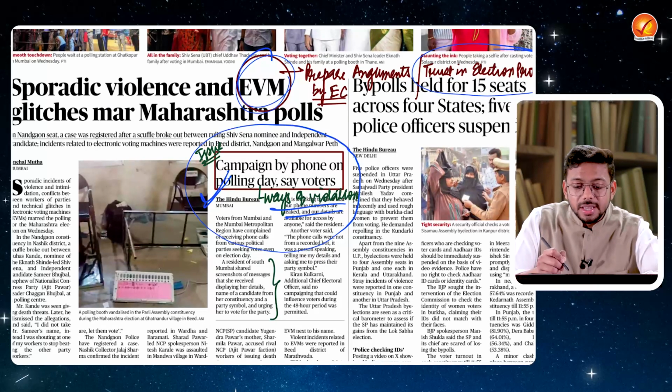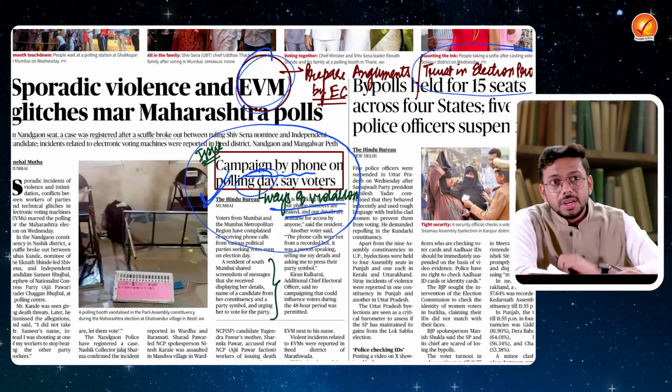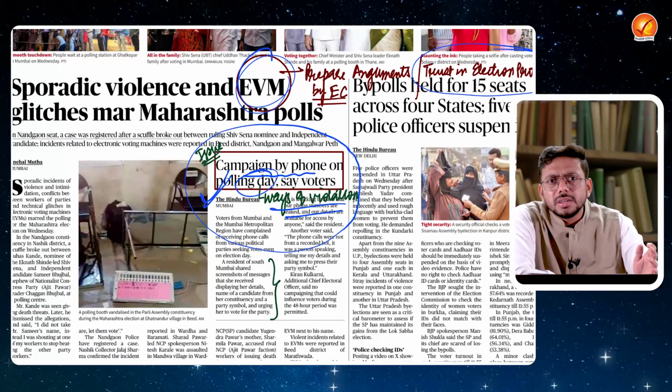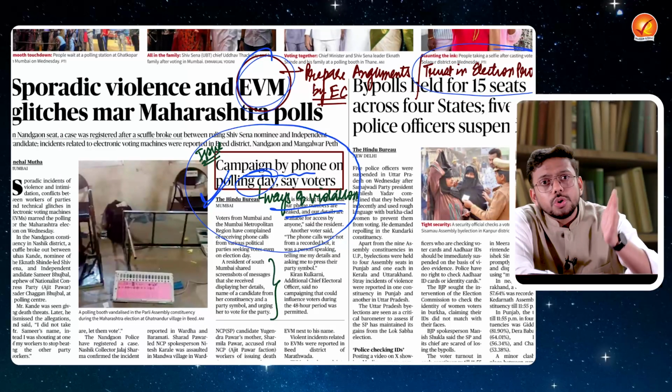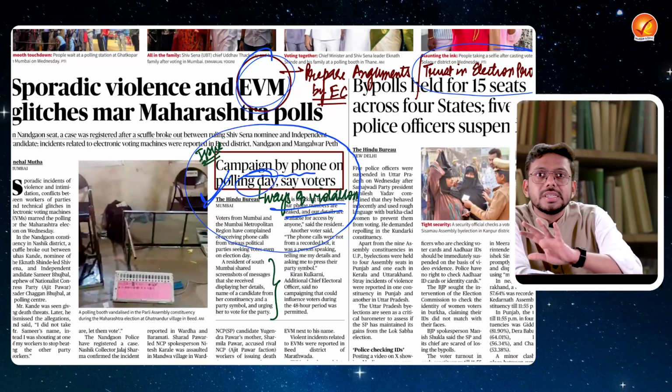Now what they are saying is, campaign by phone even on the polling day. The campaign has to stop before the polling day, isn't it? But through phones, maybe calls, maybe some kind of social media, the campaigning is still going on to influence the minds of the voters. This is how technology is influencing elections.